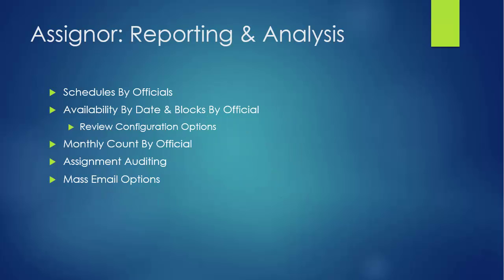This video will look at some of the reporting and analysis tools available for the assigner within the Game Officials module, such as reviewing the schedules by official, the availability by date, and the blocks by official reports, and we'll review the configuration options that determine whether or not the officials can add their own blocks. We'll look at a report called the monthly count by official. We'll look at some of the new assignment auditing reports that are available. And lastly, we'll have a look at the mass email options that are available within the Game Officials module.